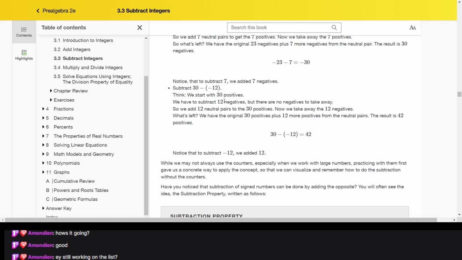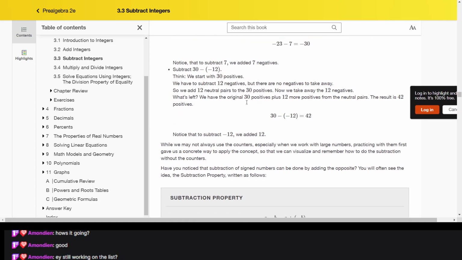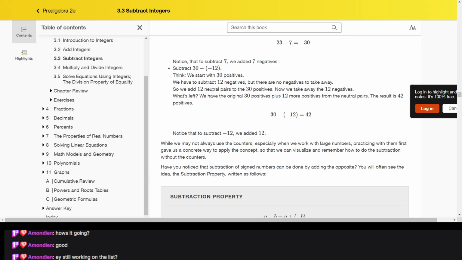Subtract 30 minus negative 12. We start with 30 positives. We have to subtract 12 negatives, but there are no negatives to take away. So we add 12 neutral pairs to the 30 positives. Now we take away the 12 negatives.